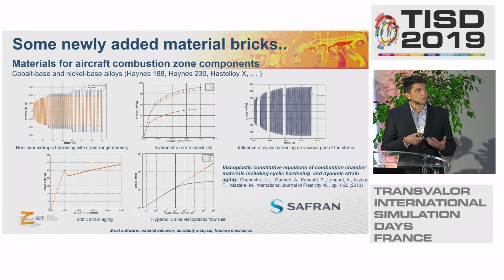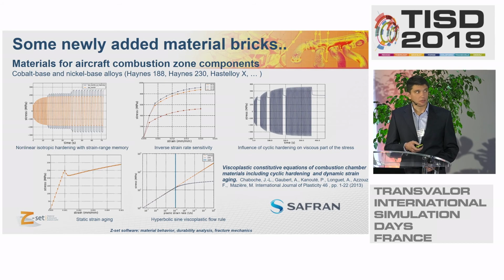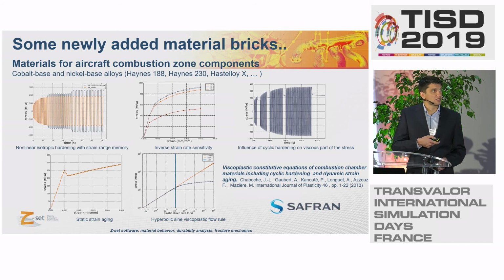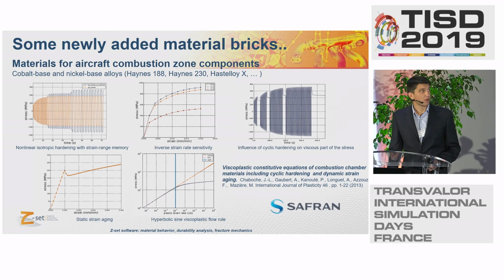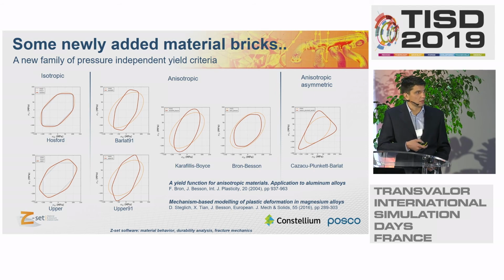So the material library is continuously developed. We add new features in the library. So for example, here for cobalt-based and nickel-based alloys used in aircraft combustion zone components, we developed new models, and you see some of the bricks that we implemented recently for Safran Group. Also, I would like to underline that most of our developments are published, so you have publications for all of these models that we have in the library.